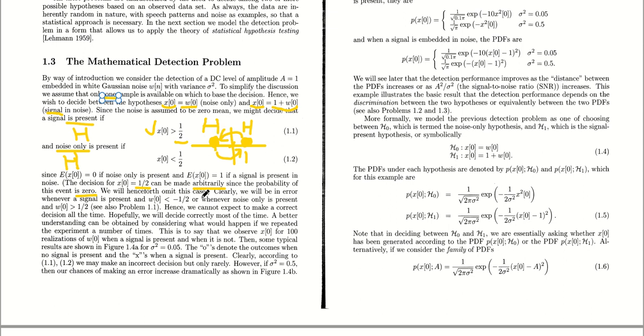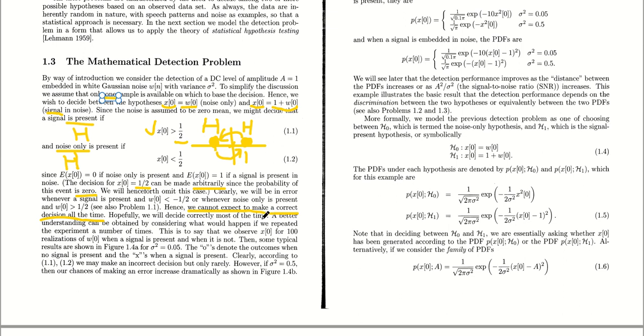So that is the error we're making. Hence, we cannot expect to make a correct decision all the time. It's very important. We are not expecting correct decisions all the time. Hopefully, we will decide correctly most of the time, and we try our best efforts in doing that, but we don't guarantee that. This is the core business of detection. You always reserve the possibility of making an error.